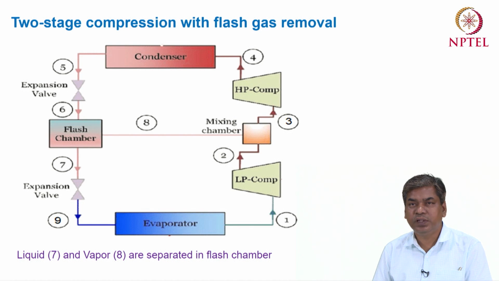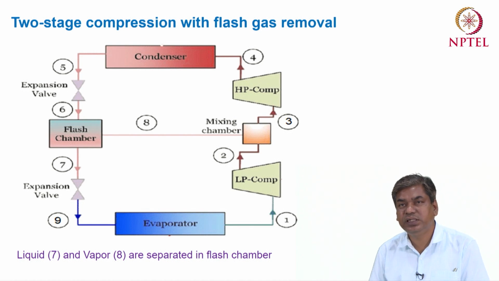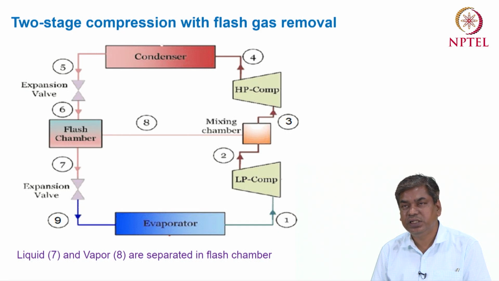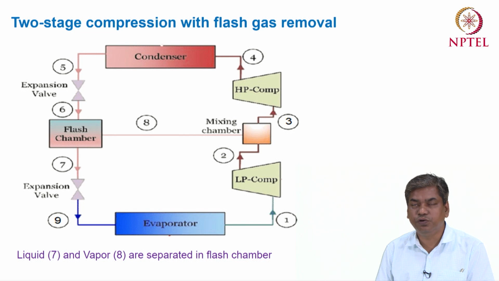Then at the intermediate pressure, the vapor at point 8 is mixed with the vapor coming from the low pressure compressor. Both mix together in the mixing chamber, and we get point 3, which is also a superheated vapor condition. That then goes to the second compressor, the high pressure compressor. That compression process is 3 to 4.